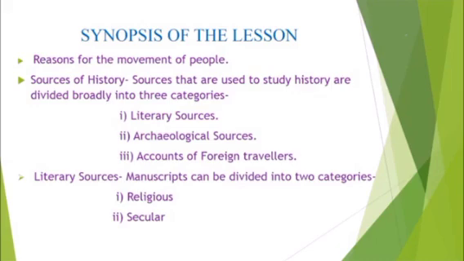The first one is reasons for the movement of people. The second one is sources of history. Sources that are used to study history are divided broadly into 3 categories. The first one is literary sources. The second one is archaeological sources. And the third one is accounts of foreign travelers. Literary sources. Manuscripts can be divided into 2 categories, religious and secular.